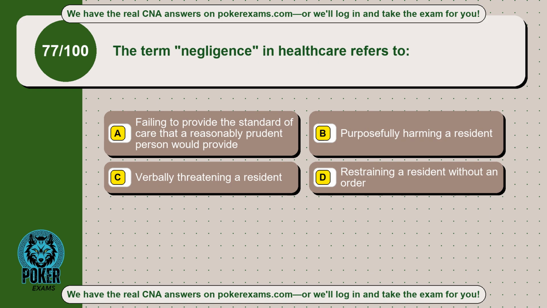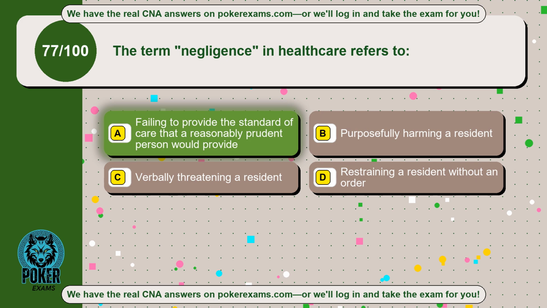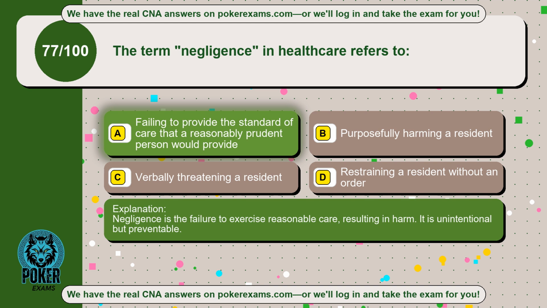Question 77. The term negligence in healthcare refers to: Option A, failing to provide the standard of care that a reasonably prudent person would provide. Option B, purposefully harming a resident. Option C, verbally threatening a resident. Option D, restraining a resident without an order. The correct answer is option A. Failing to provide the standard of care that a reasonably prudent person would provide. Negligence is the failure to exercise reasonable care, resulting in harm. It is unintentional but preventable.